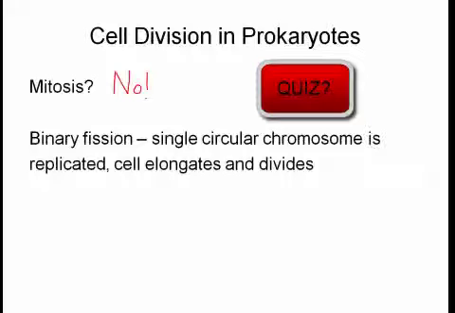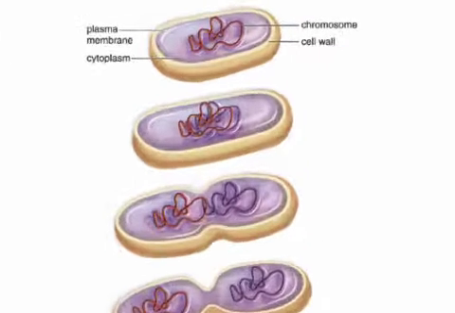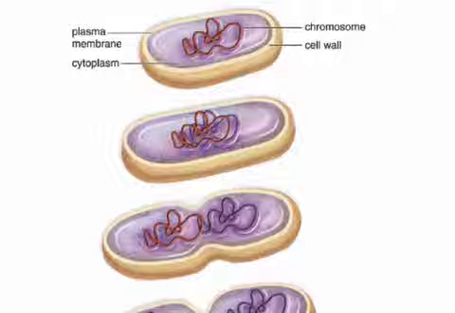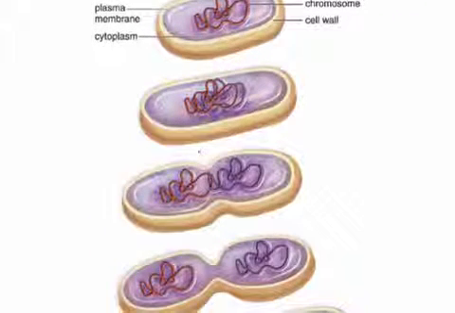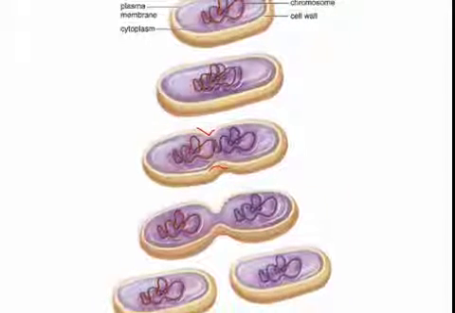That chromosome is replicated. The cell then elongates and pinches in, in a process very similar to cytokinesis. So here are some simple diagrams that show this binary fission in a prokaryote. That single circular chromosome gets copied, the cell elongates, pinches in half. We have two new prokaryotes.